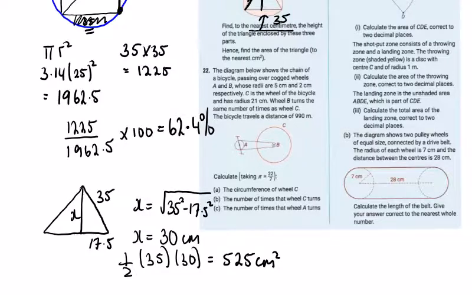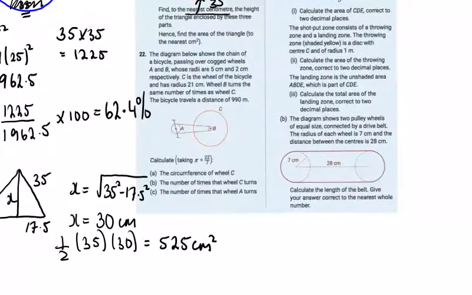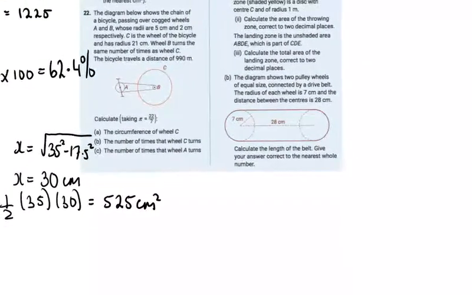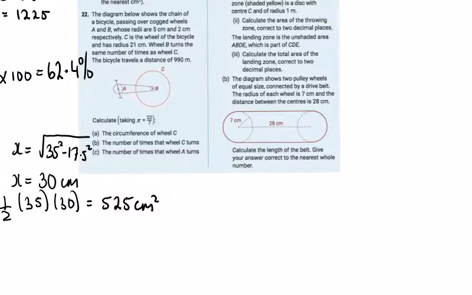So question 22, what are we dealing with here? The diagram below shows the chain of a bicycle passing over cogged wheels. Okay, so here's our chain, and we have A, B, and C. So we have 3 circles. Let's just take them out. So we're given a lot of information. Radius of 5, radius of 2, radius of 21.